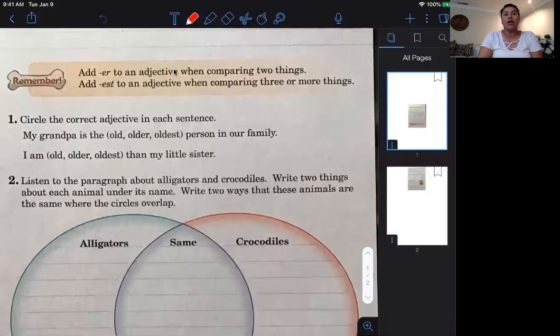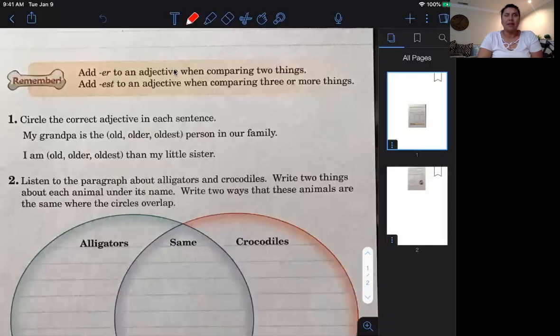So you're going to circle the correct adjective in each sentence. Let's read the first one together. My grandpa is the old person in our family, older person in our family, or oldest person in our family. My grandpa is the, what do you think?